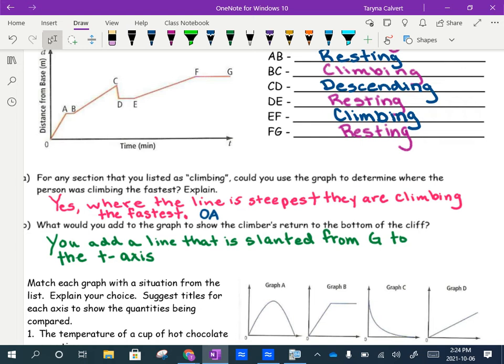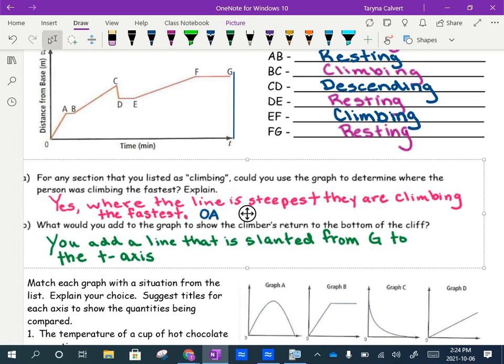So then what would you add to the graph to show the climber's return to the bottom of the cliff? Obviously, you would show what kind of a line? Right, a descending line, okay? Is this possible? Depends, were they falling off? You may not survive. That's possible? Wait, no, time needs to be moving. Time still has to be moving. So even if they fall, do we still have to cover some time?